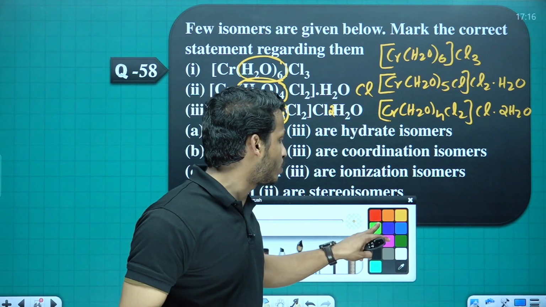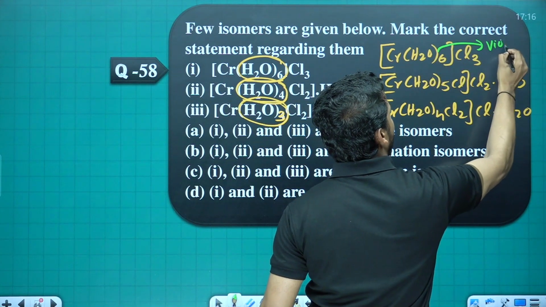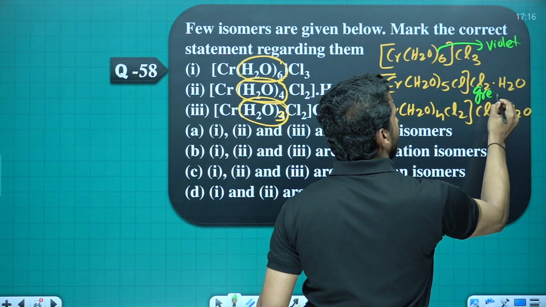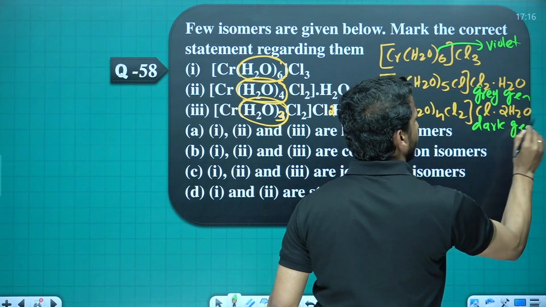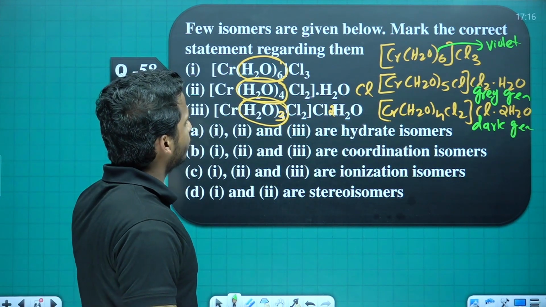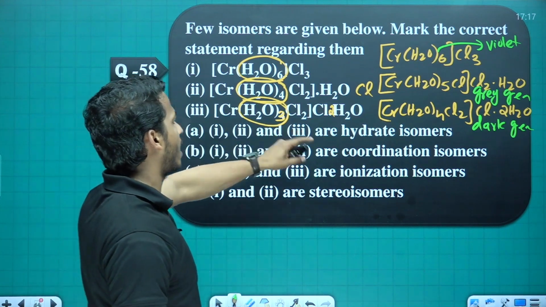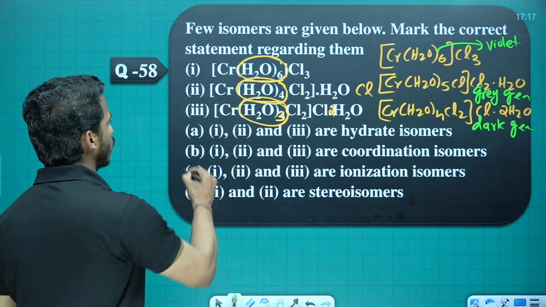Because of hydrate isomerism, it showed different colors. We studied that this complex is violet in color, this complex is gray-green in color, this is dark green in color, right? Because of hydrate isomerism. So the question they are asking: 1, 2, 3 are hydrate isomers, 1, 2, 3 are coordination. They actually belong to which isomerism?